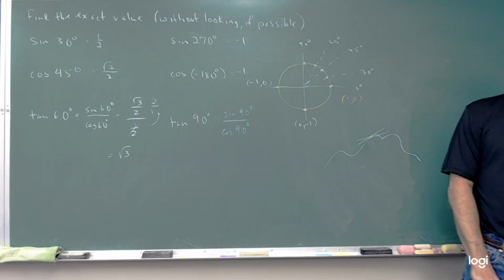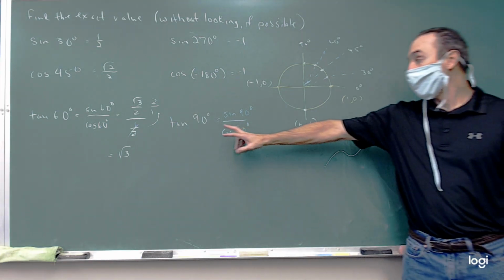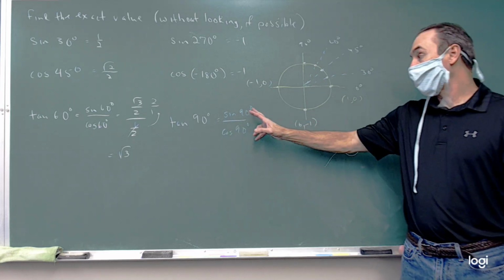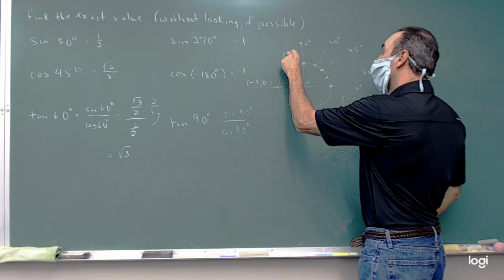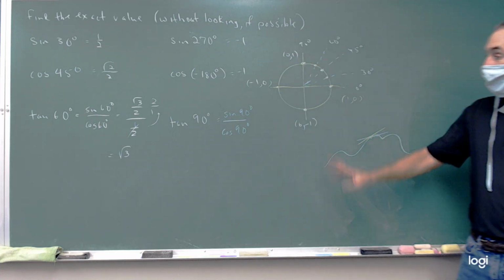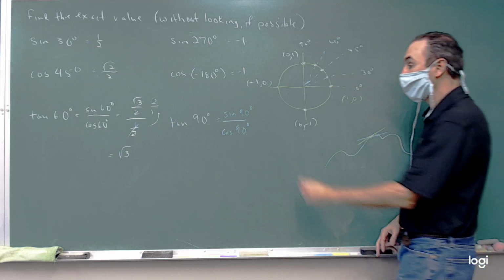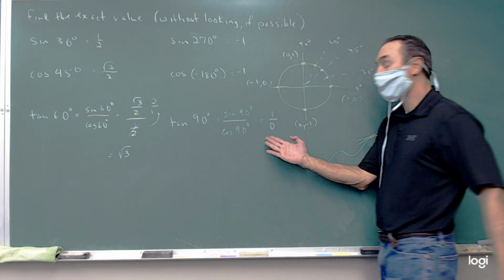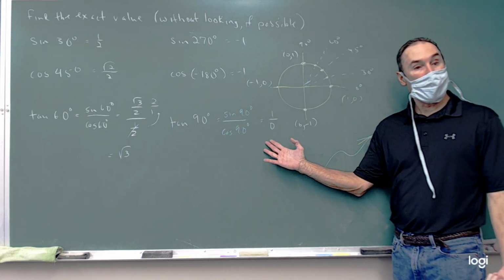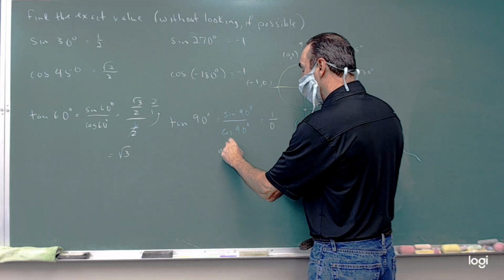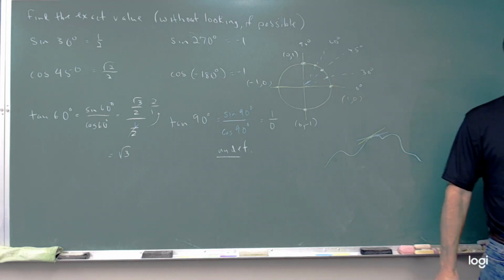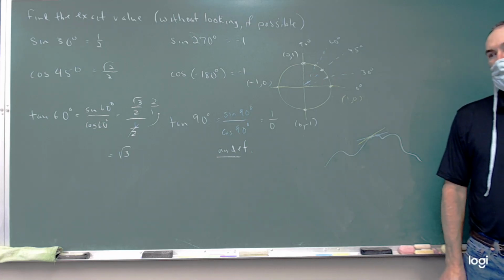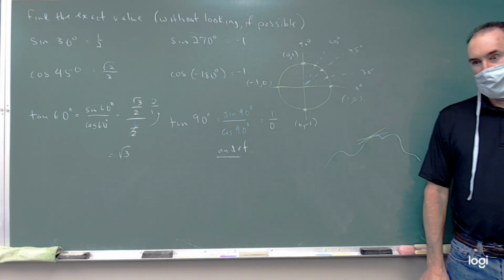Is that making sense? And now here we have the tangent of 90, which is again the sine over the cosine. And we know at 90 degrees, the coordinates are going to be 0, 1. And so it's the sine over the cosine. So that's going to be 1 over 0. But dividing by 0 is undefined. So crazily enough, the tangent of 90 degrees is undefined. Okay? Strange, but true. Questions on that?